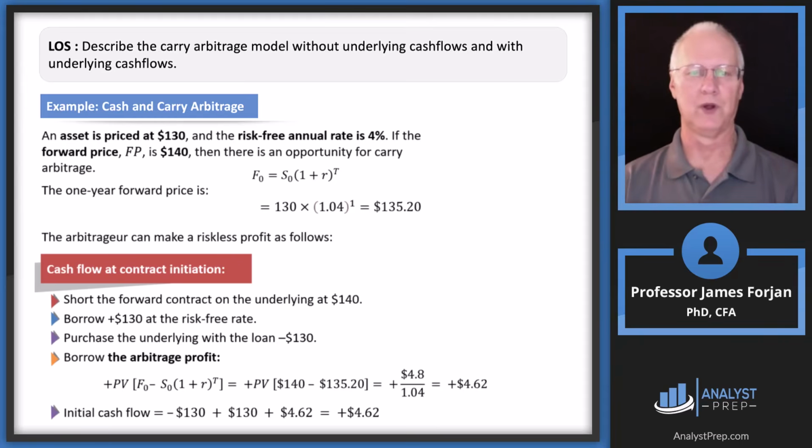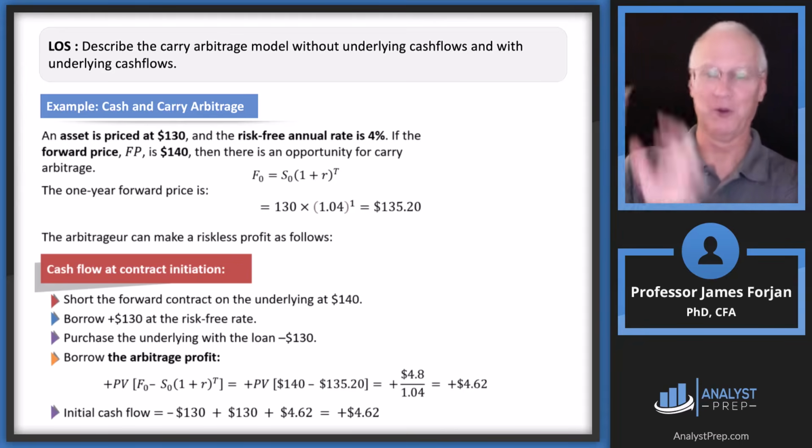So notice what we're doing. We're subtracting 130 and we're adding 130, so those cancel out. But here's where we get that arbitrage opportunity. What we need to do is take the difference between the 140 and the 135.20. There you go. Look at almost the very bottom, second to last line. And then, of course, we need to take the present value of that.